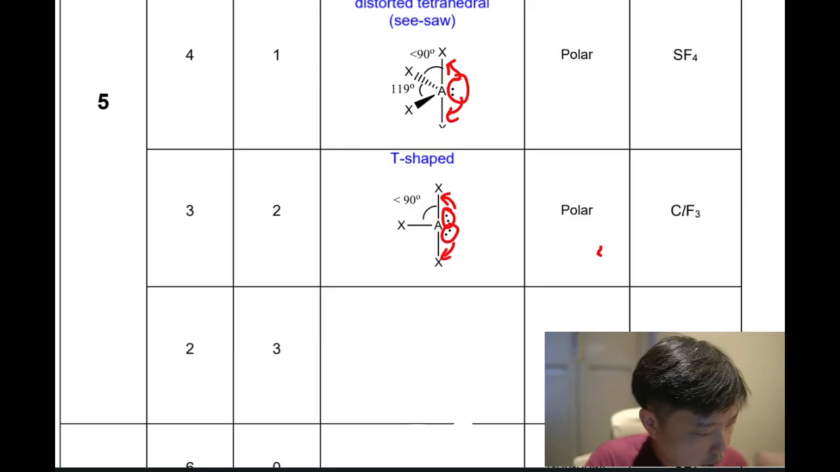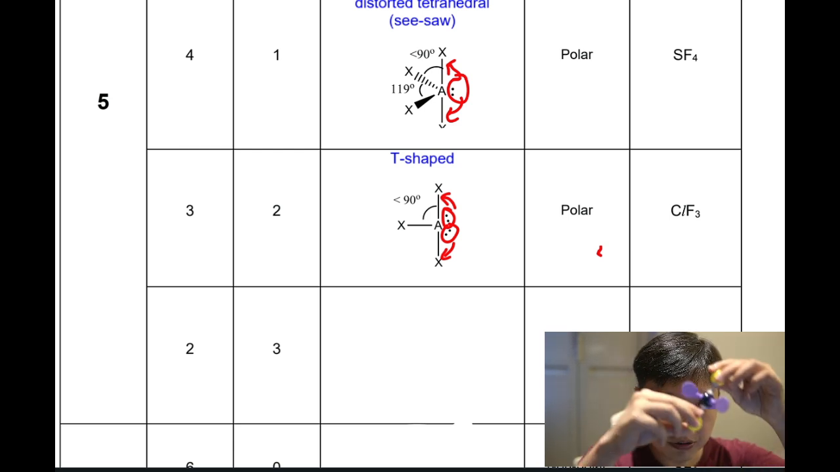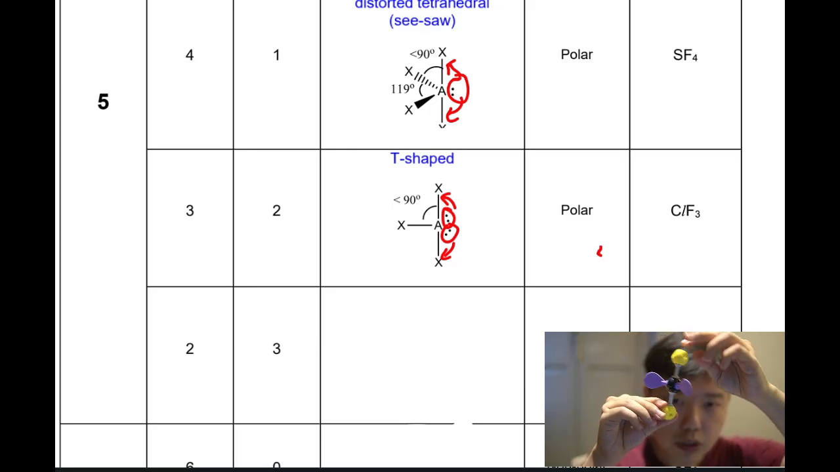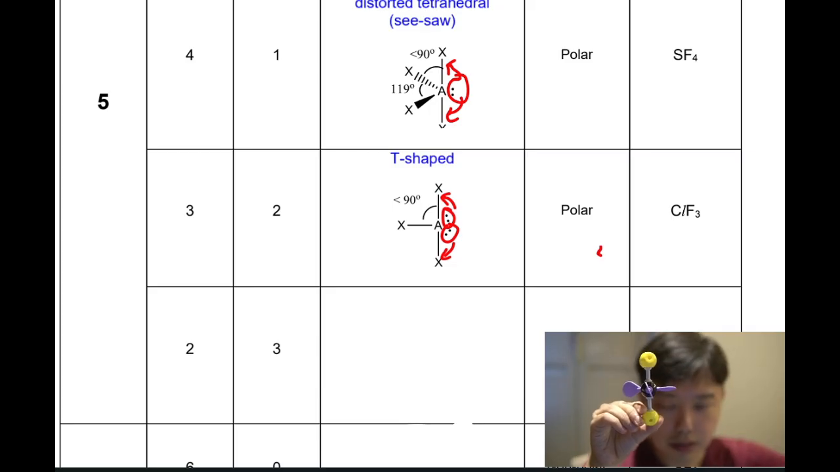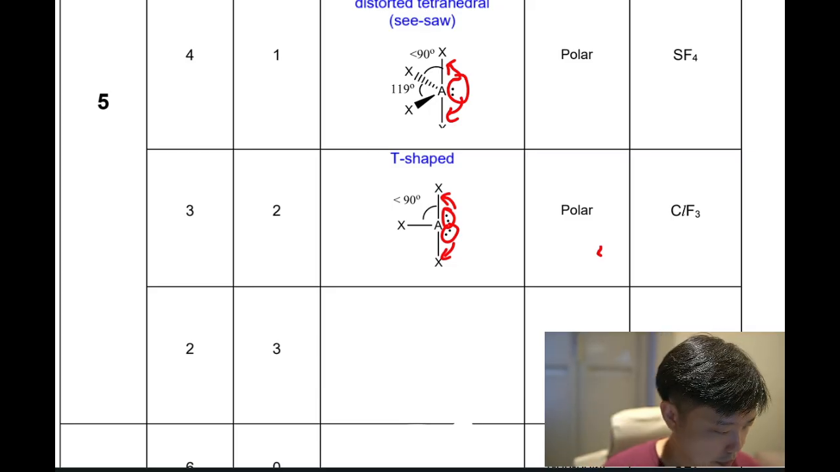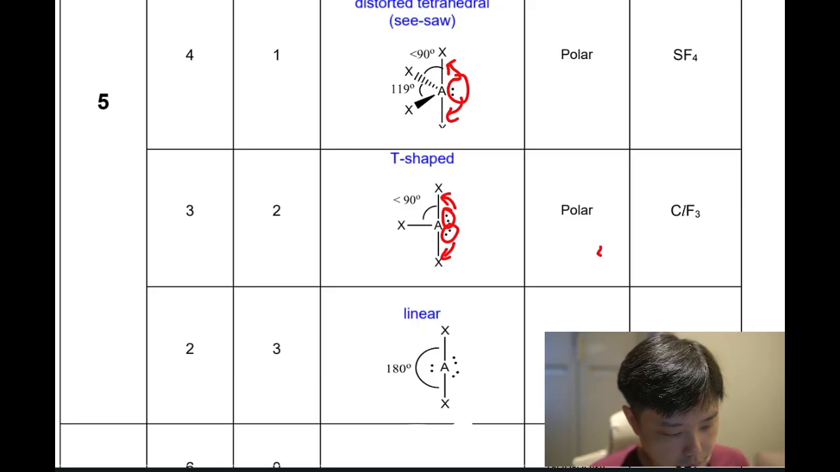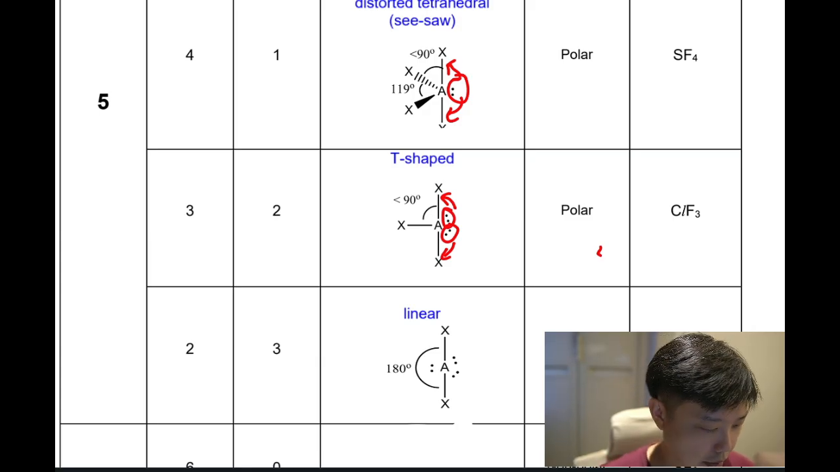Last but not least, what happens if we have 3 lone pairs and 2 bond pairs? We're again going to substitute on the equatorial plane. So we're just left with these 2 bond pairs, which basically is just a linear shape. The bond angle snaps back to about 180 because we are just considering the 2 bond pairs.